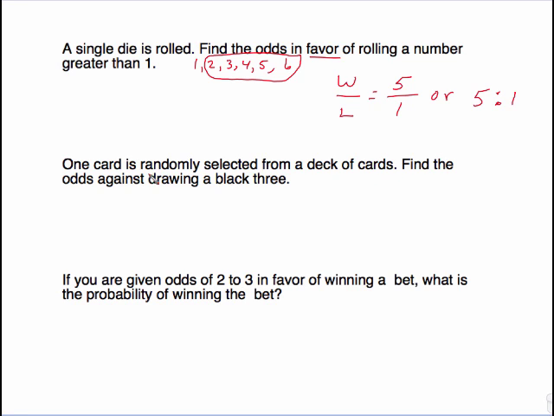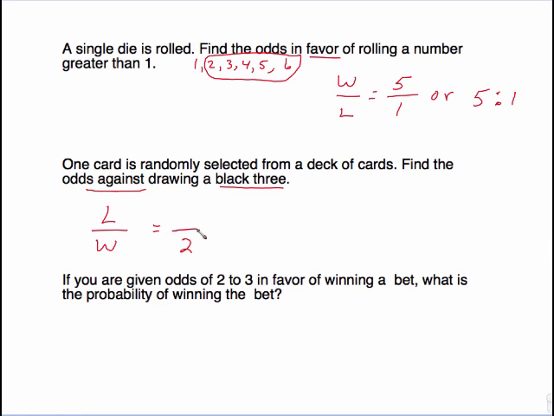Back to cards. One card is randomly selected from a deck of cards. Find the odds against drawing a black 3. Well, against is lose over win. How many black 3s are there? There are 2. You're only going to win if you draw a black 3. There are 2 of those.